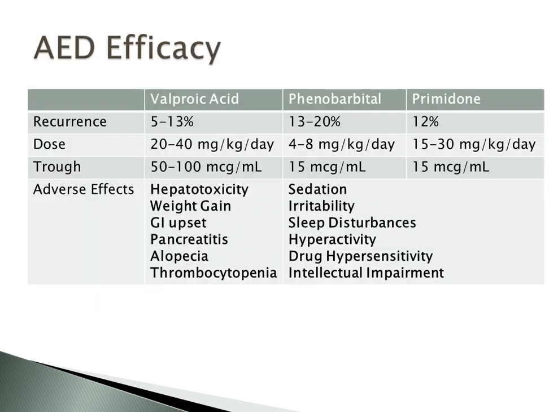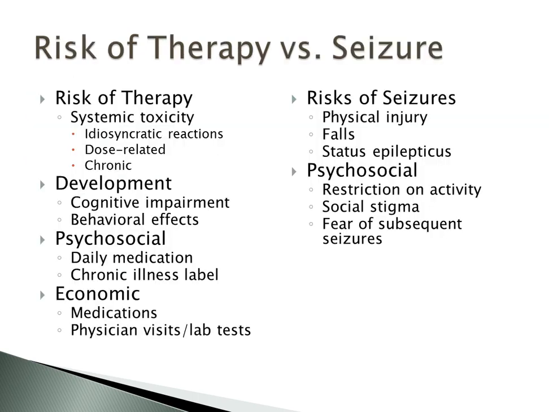If you look at the efficacy, you can see risk of recurrence is fairly low when you've put a patient on valproic acid, phenobarb, or primidone. You have to be on pretty healthy doses of these. Have to have pretty healthy troughs of these. And then this is more of just a visual breakdown of the side effects like we had talked about. Valproic acid, hepatotoxicity, weight gain, pancreatitis, alopecia, thrombocytopenia. And phenobarbital, really the thing that I think is one of the biggest consequences long-term is the potential for intellectual impairment.